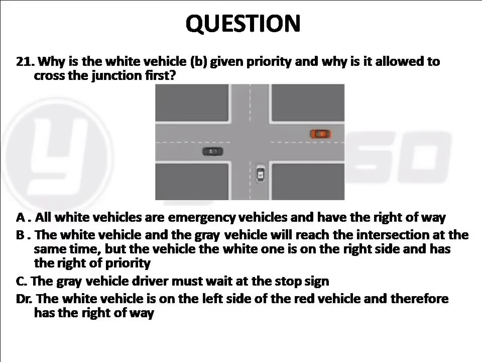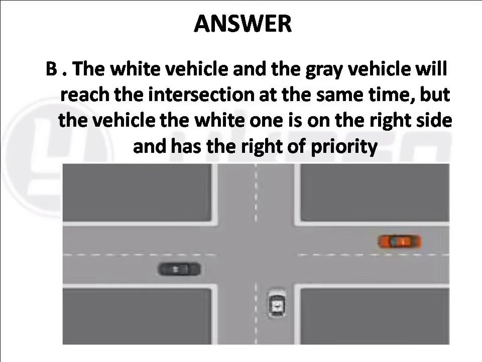Question number 21. Why is the white vehicle B given priority and why is it allowed to cross the junction first? Options are A. All white vehicles are emergency vehicles and have the right of way. B. The white vehicle and the gray vehicle will reach the intersection at the same time, but the white one is on the right side and has the right of priority. C. The gray vehicle driver must wait at the stop sign. D. The white vehicle is on the left side of the red vehicle and therefore has the right of way. Answer is option B. The white vehicle and the gray vehicle will reach the intersection at the same time, but the white one is on the right side and has the right of priority.